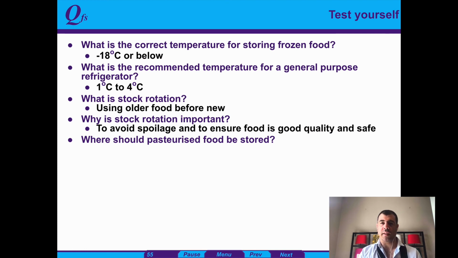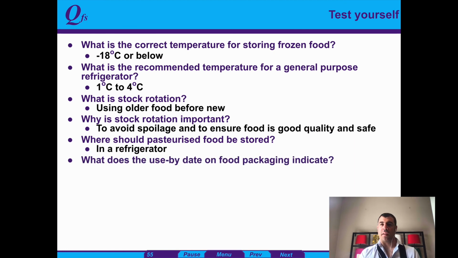Where should pasteurized food be stored? So here you need to remember the difference between pasteurized and sterilized. So you can take an example there. Milk, for instance, when you buy pasteurized milk, where do you store it? When you buy sterilized milk, so UHT, ultra heat treated, where do you store it? So pasteurized food should be stored in the refrigerator. Sterilized food can be stored in the dry store.